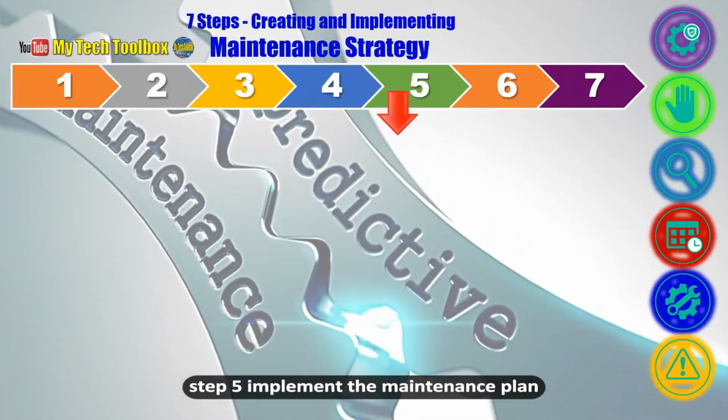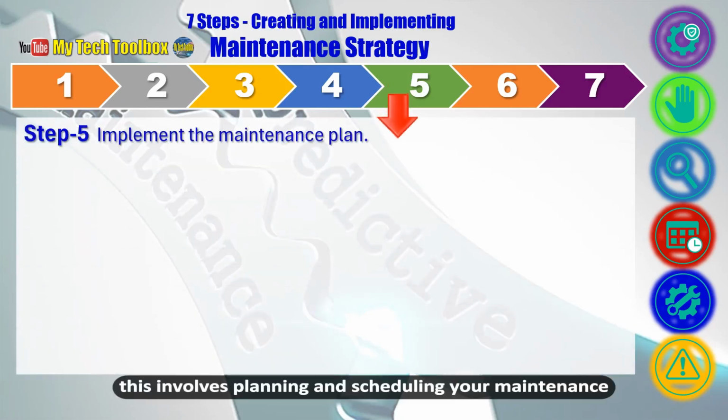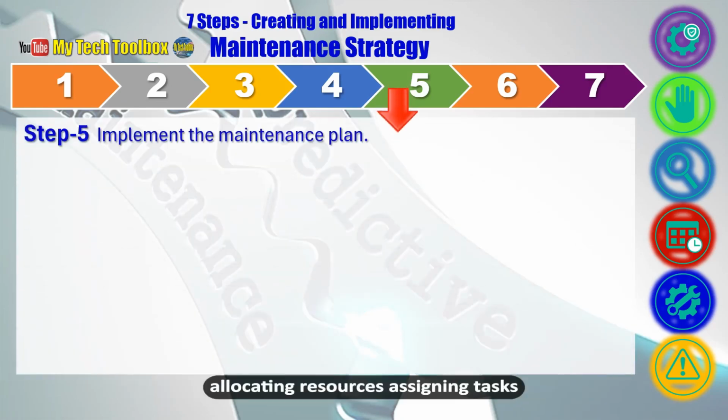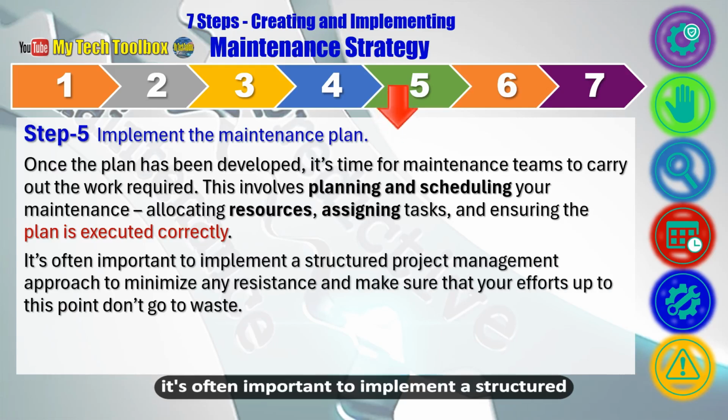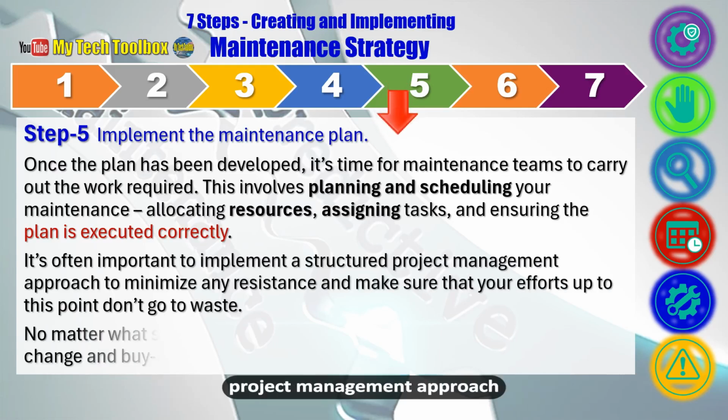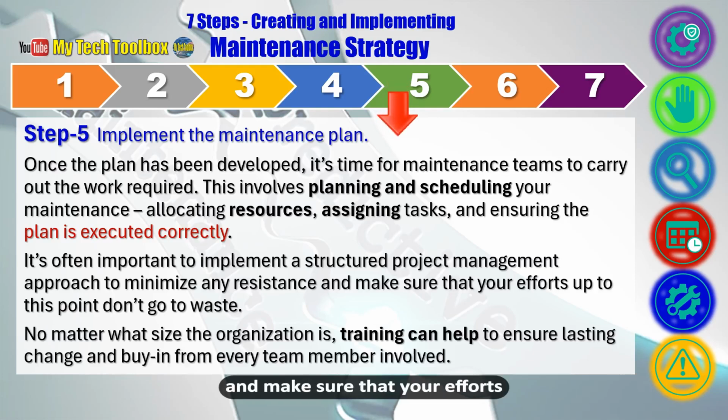Step 5. Implement the maintenance plan. Once the plan has been developed, it's time for maintenance teams to carry out the work required. This involves planning and scheduling your maintenance, allocating resources, assigning tasks, and ensuring the plan is executed correctly. It's often important to implement a structured project management approach to minimize any resistance and make sure that your efforts up to this point don't go to waste. No matter what size the organization is, training can help to ensure lasting change and buy-in from every team member involved.